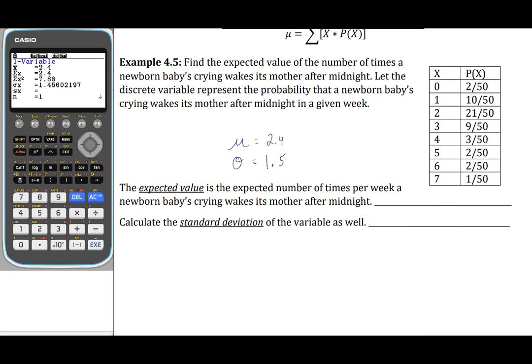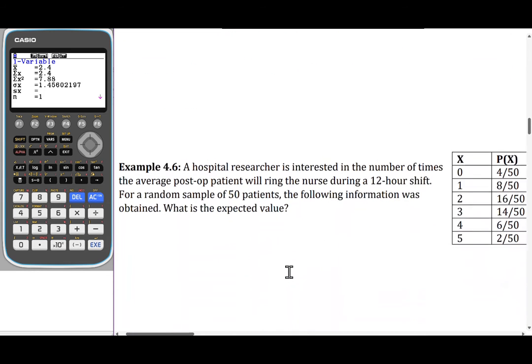So the expected value is the expected number of times per week a newborn baby's crying wakes its mother after midnight. In this case, we would expect 2.4 times per week. And we would have a standard deviation of 1.5 for this. All right, now we'll go on to another example.